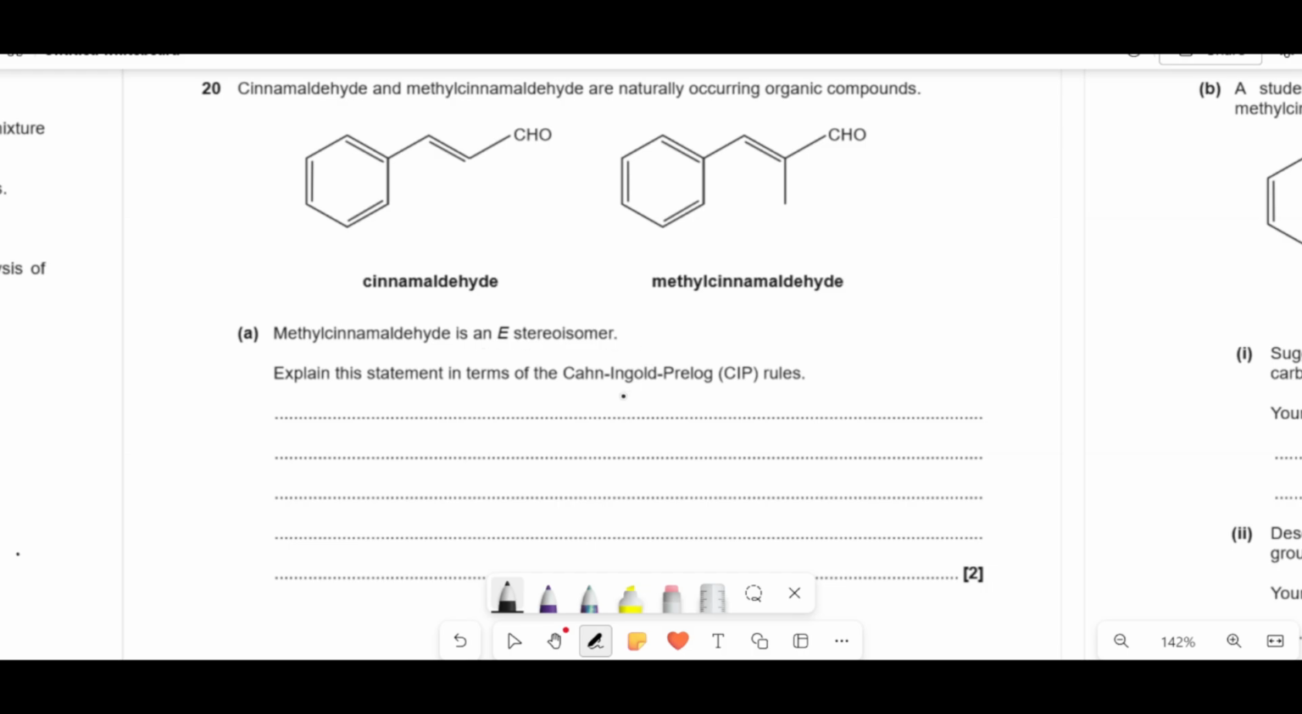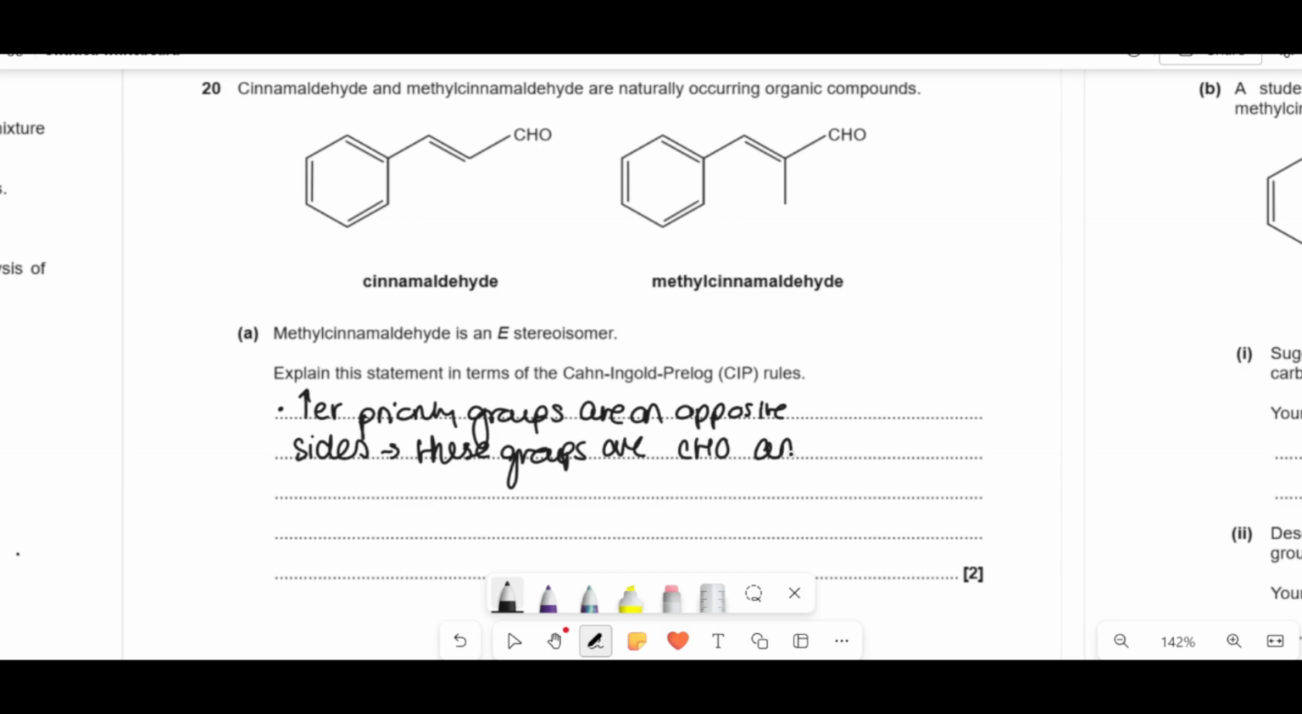We need to look for where the double bond is in this case, which is here. You can see that this part is more exciting than the single H there, and here that's way more exciting than the single H there. So you would say, first of all, why it's an E stereoisomer, which in this case is that the higher priority groups are on opposite sides. And we need to say what those actually are. The priority groups that are the highest here and here are CHO, and then this whole benzene ring here, which is C6H5.